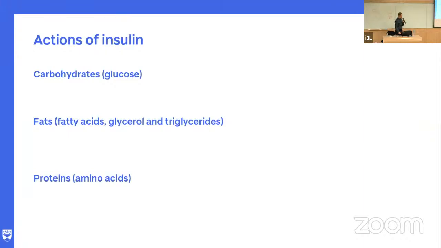Then some other effects on fatty acids. It stimulates fatty acid uptake into fat cells, and it promotes the conversion of those fatty acids into triglycerides. So again, we're taking the basic building blocks and storing them within the fat cells as triglycerides. At the same time, we want to be inhibiting the breakdown of those triglycerides.